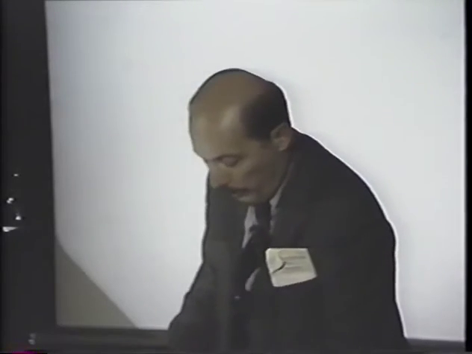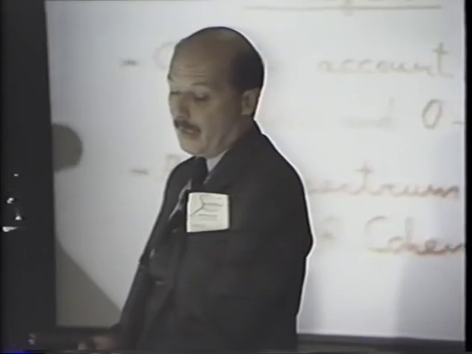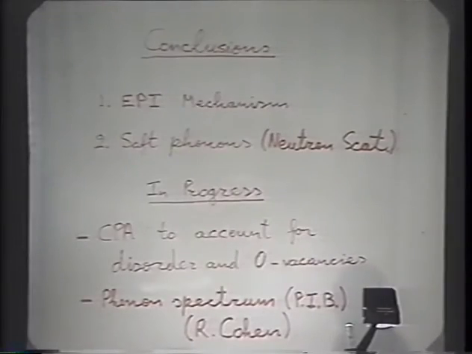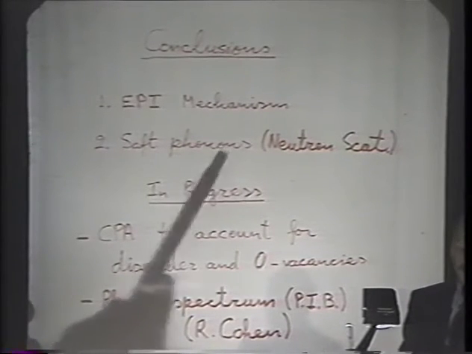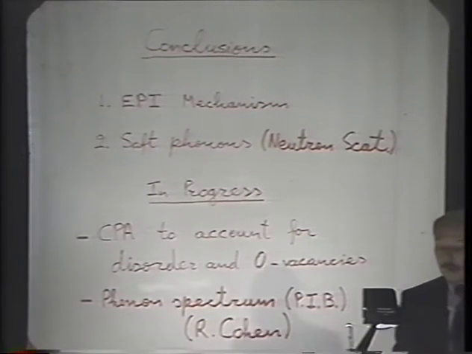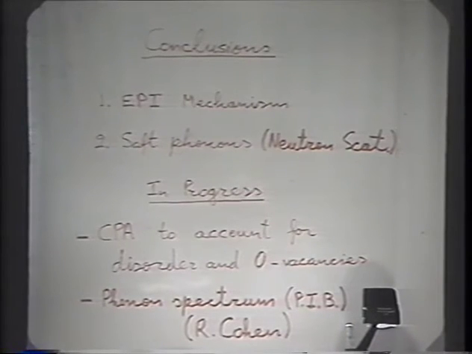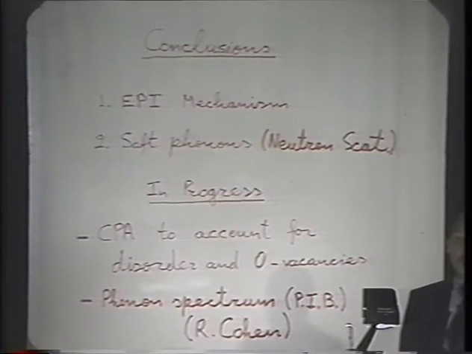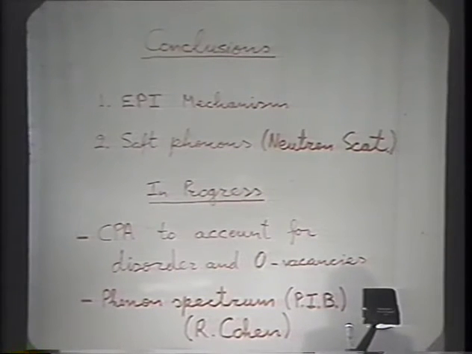I will conclude emphasizing that we do propose an electron-phonon interaction mechanism, but we require soft phonons for this to be accomplished. Neutron scattering experiments at NBS by Jim Ryan and his co-workers are in progress, and we hope that we'll be able to get these M omega squared averages by analyzing those data.